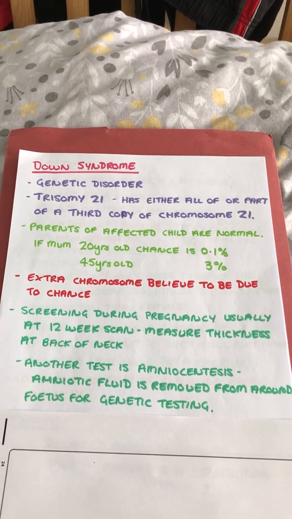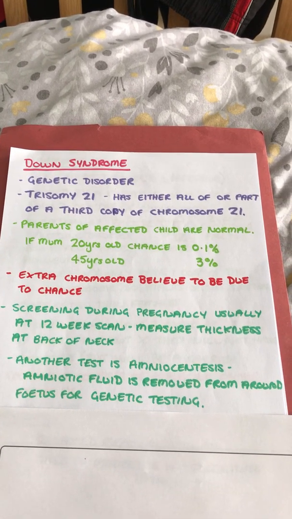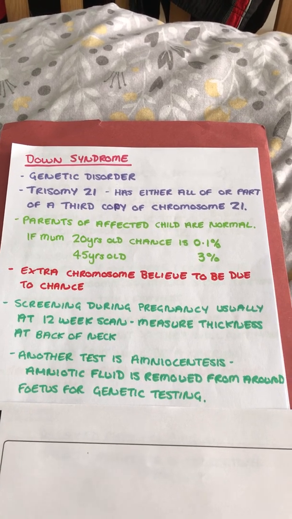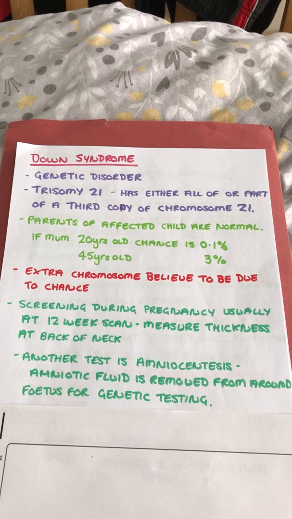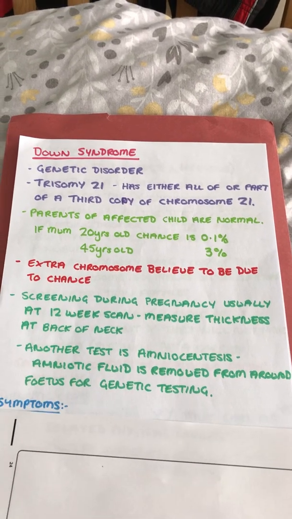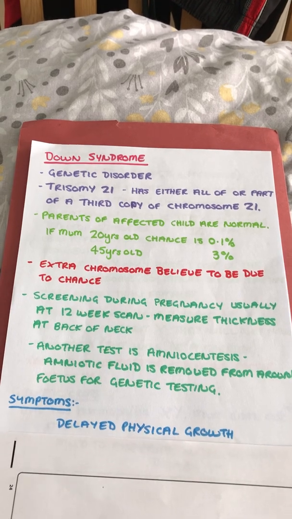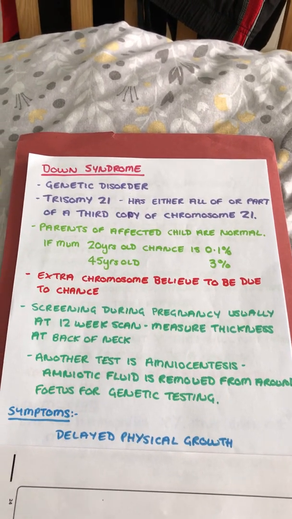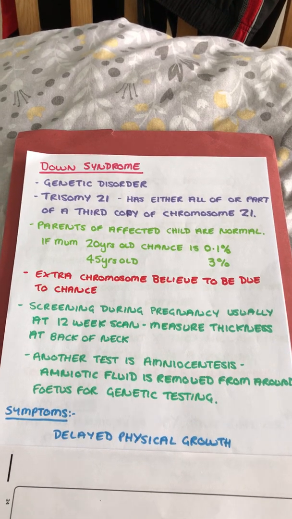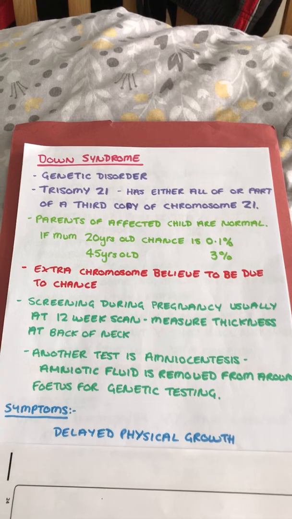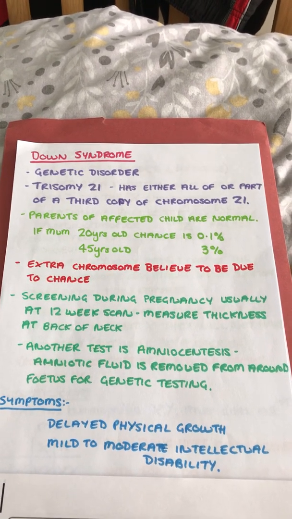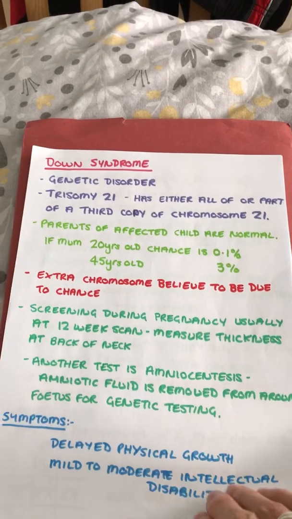This test comes with some risks because obviously you are piercing the sac in which the baby is sat. Okay, so all mothers are offered an amniocentesis test, but those who then have higher probabilities, such as age, such as a test at 12 weeks, will be more encouraged to take them. So if you do have a child with Down syndrome, there are symptoms that they'll have, as well as the facial alterations, or so the facial differences between a normal child and one with Down syndrome, there will also be a delayed physical growth. They're smaller than normal babies, and they may have mild to moderate intellectual disabilities, so mild to moderate learning disabilities. Okay, so that's Down syndrome.